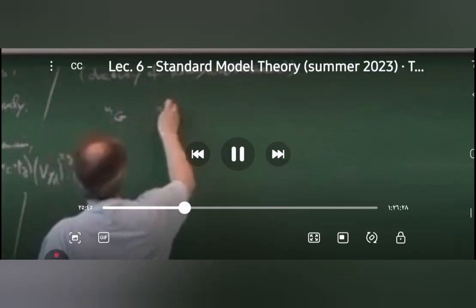Let's prove this. Let's say we have n_g generations. Then the CKM matrix V is a general unitary matrix.